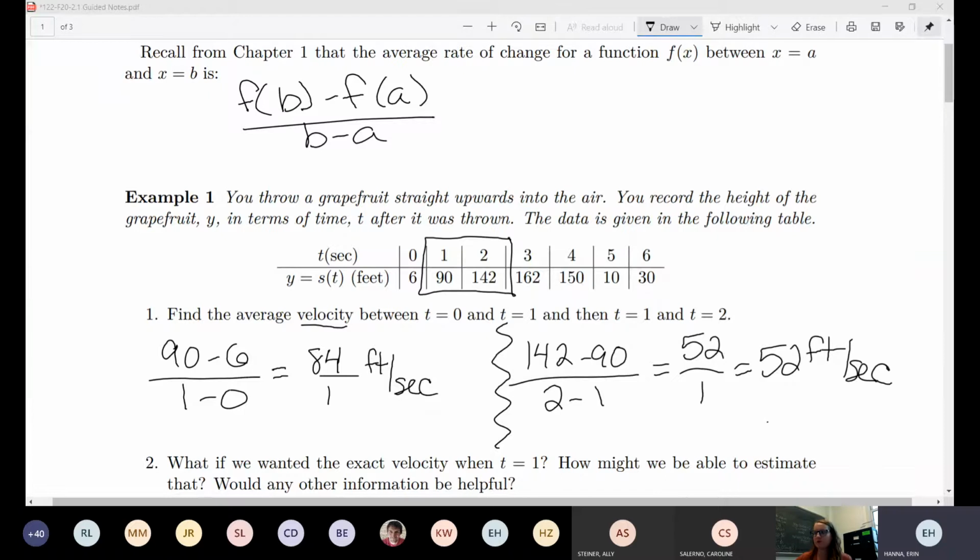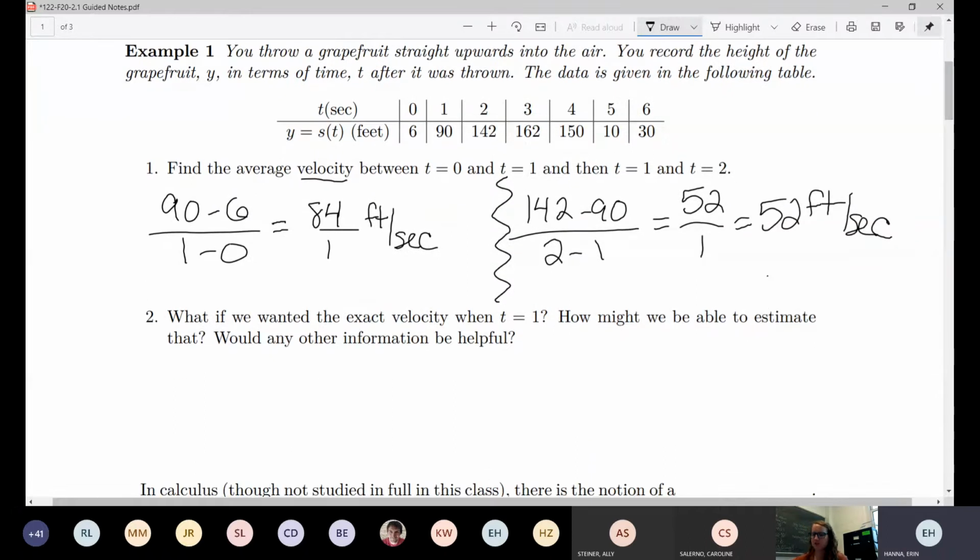Again, at this point we haven't done anything new yet. This part 2 is where we start getting into the new idea. We've just found two average velocities, but say I asked you, what is the exact velocity at t equals 1? We can't find that exactly right now because we don't have a velocity function. All we have is 0, 1, and 2. So how would we possibly estimate it? Well, if the average velocity is 84 feet per second between 0 and 1, and 52 feet per second from 1 to 2, the actual velocity at exactly t equals 1 must be somewhere between those two values. I don't know where, but somewhere between the two.